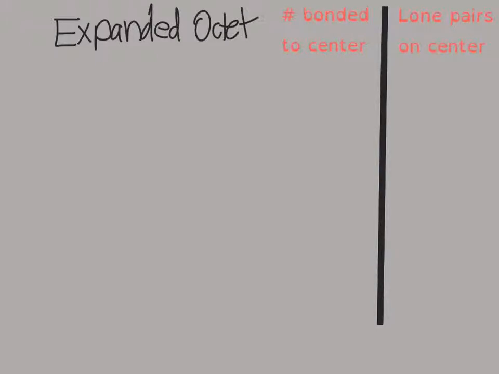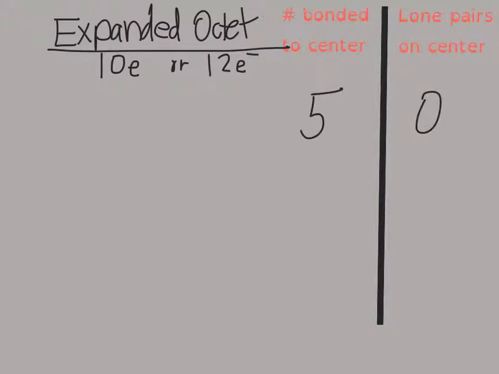Alright, so the last 2 models that we're going to address in this screencast are both expanded octets. So they are exceptions. And in these cases, we're not going to follow the octet rule completely. And remember, the octet rule says that we have to have 8 electrons. In the expanded octet, we're going to have 10 electrons or 12 electrons, depending on which shape we're drawing. So in the first case, we are going to have 5 things bonded to the center and no lone pair.